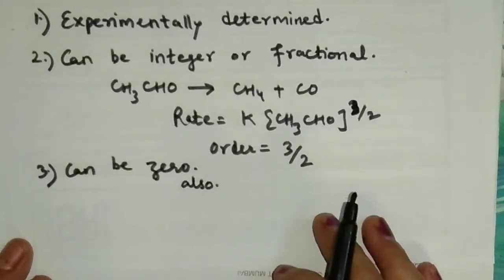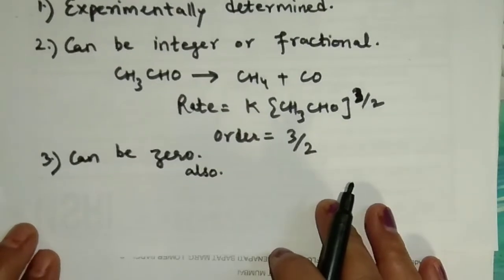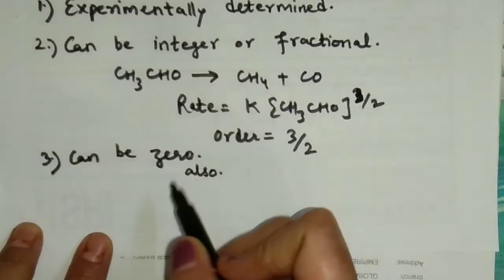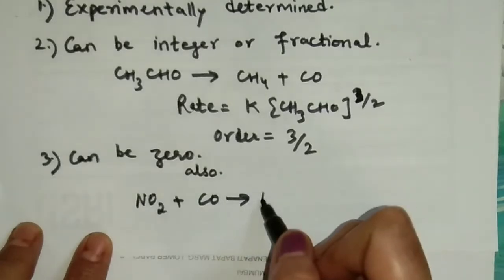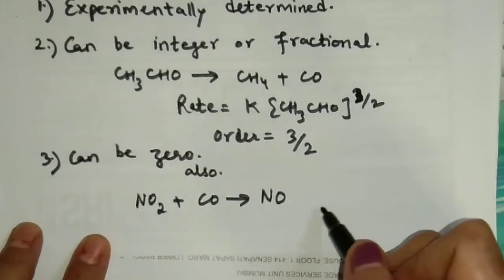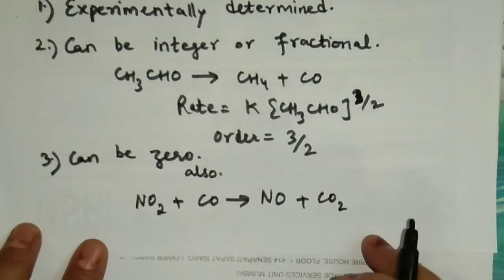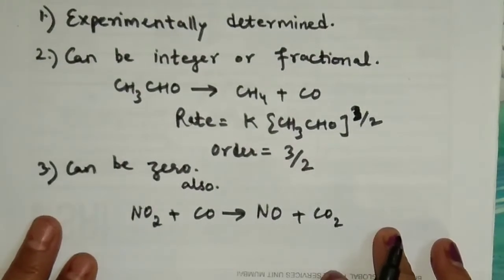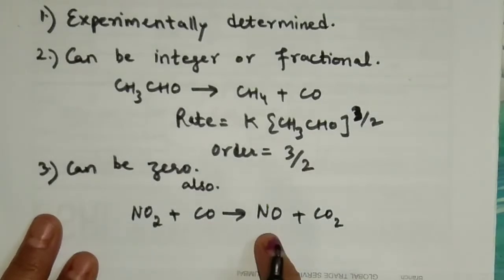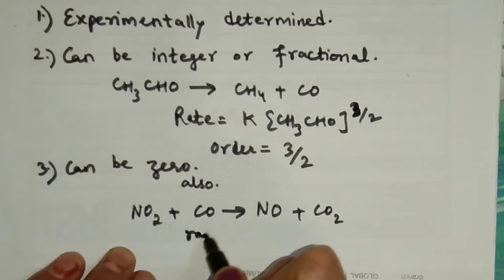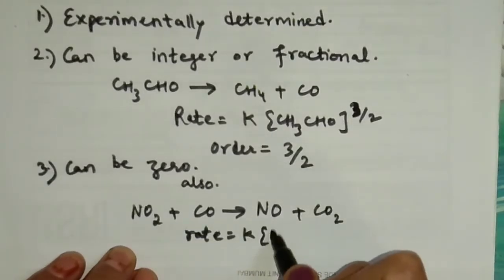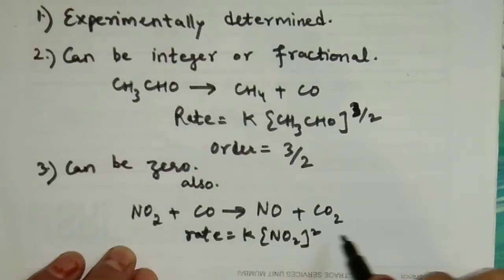Okay. Now, for this, I am having one more example in the form of a reaction only. If you have NO2, nitrogen dioxide, combining with carbon monoxide, it gives you NO plus CO2. Now, the rate law for this particular reaction is what? Rate is equal to K NO2 raised to 2 दिया हुआ है और CO raised to 0 दिया है.